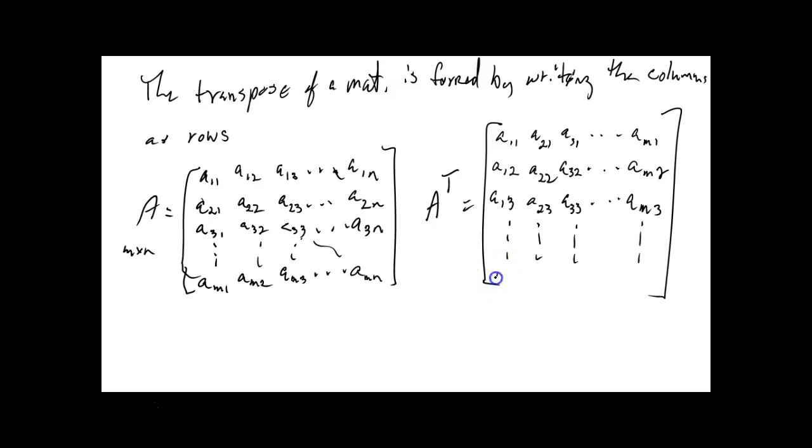Okay, and what would be the last one? Last row? A 1N, A 2N, A 3N, and then dot, dot, dot, everywhere, to A MN. So there's a problem here, folks. Yeah, that's correct. Those are the entries. But notice the size of this matrix. What is its size? N rows by M columns.